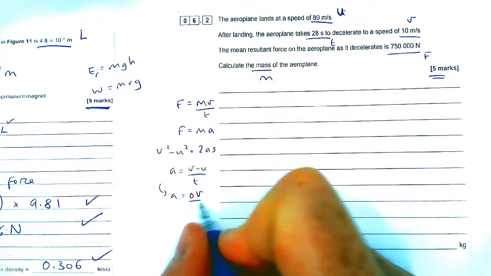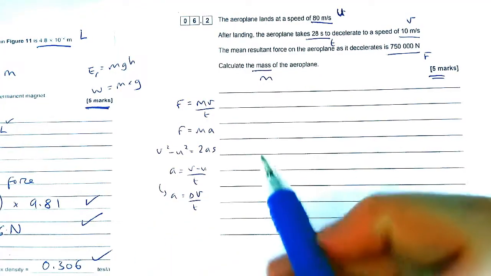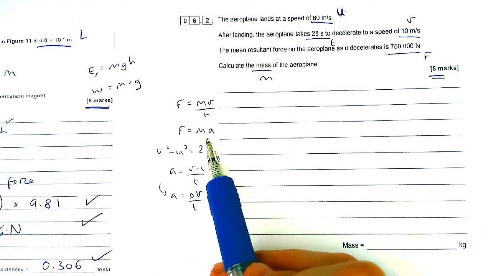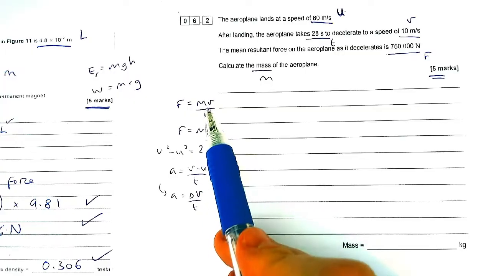Now let's look at these in turn. So in terms of finding the mass here, I can't use this one because it's actually got 2 different velocities here, and I wouldn't know which one to put in there.